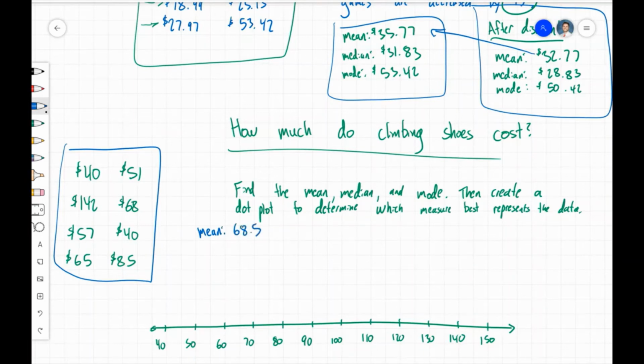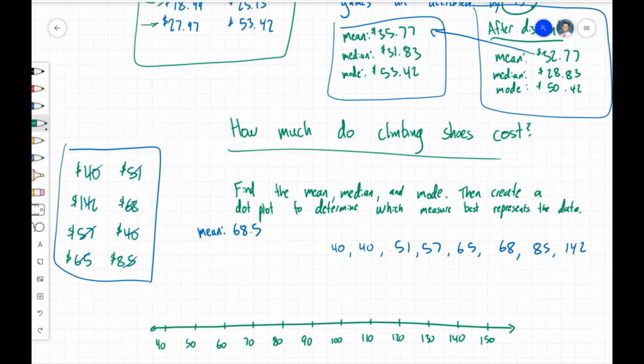Okay, now we'll find our median. Remember, we need everything from least to greatest. So we have 40, another 40, we have 65, and 68. Sorry, I missed one. We have 51 first, then 57, then we have 65, 68, 85, and 142. So now we have all 8 in order from least to greatest.